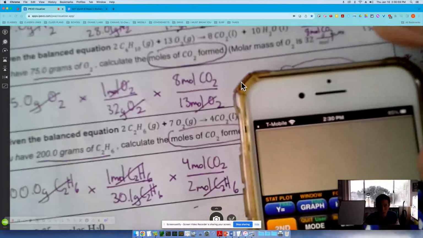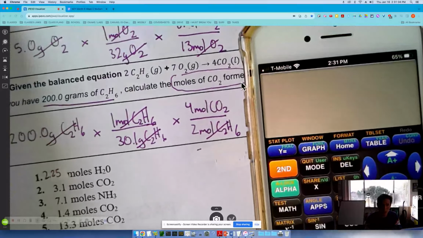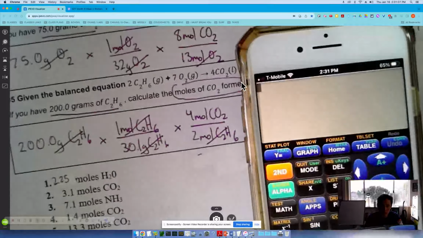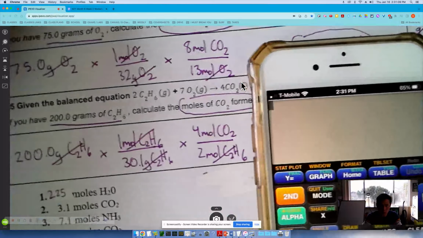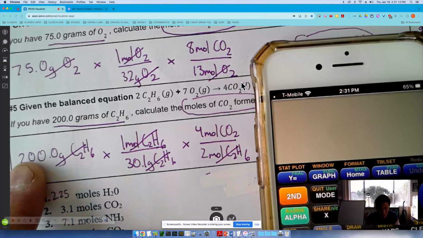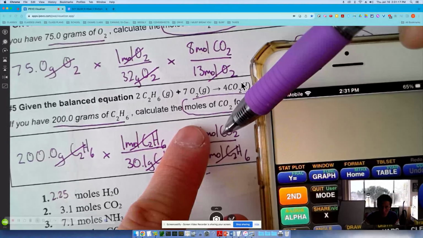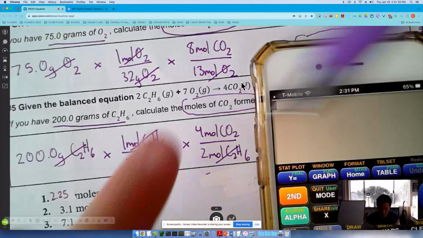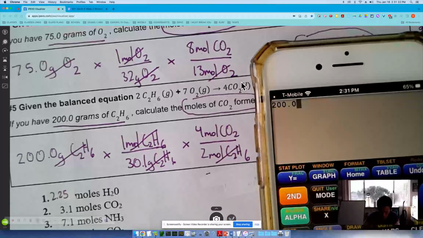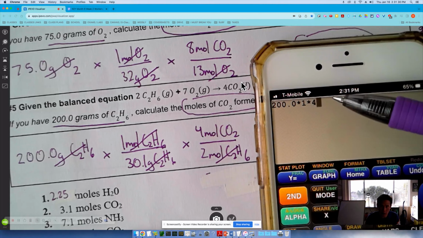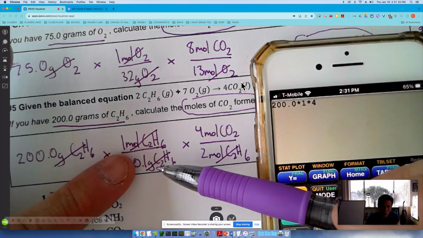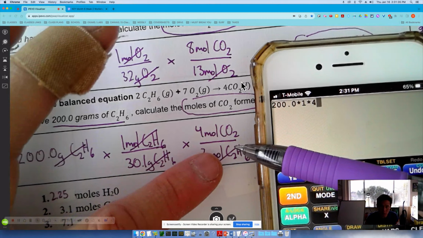It's not easy, but it's not super complex. Ah, man, I am having a hard time with my camera. Okay, it's 200. You take that first number and you multiply it by the top numbers in the fractions or conversion factors, 1 and 4. So let's go ahead and do that. 200.0 times 1 times 4. Then I press enter, and whatever number I get, I divide it by 30.1, and I divide it by the other number in the denominator, 2.